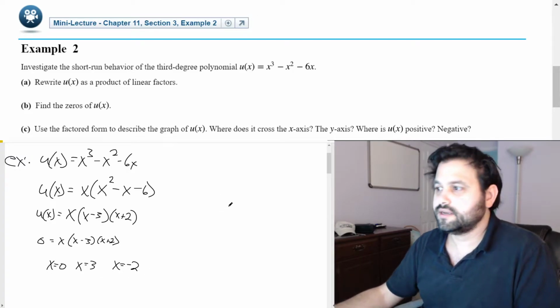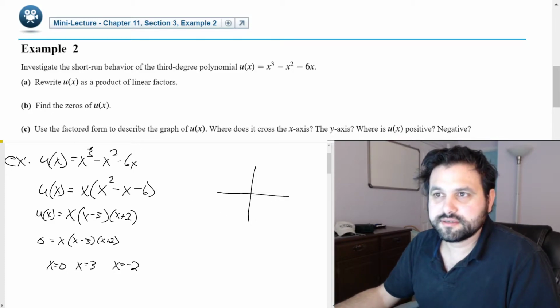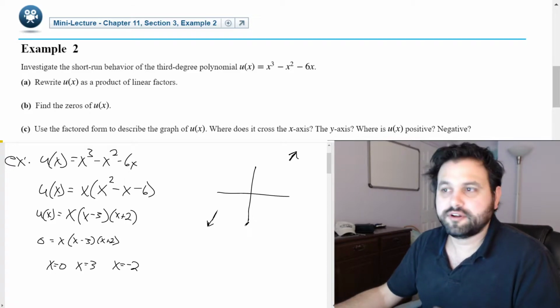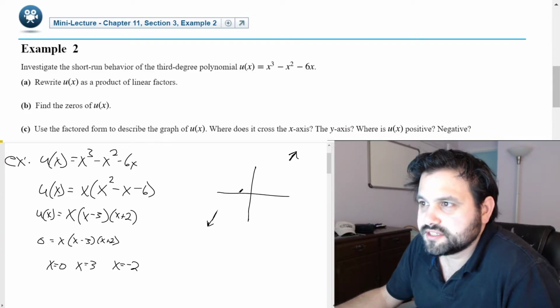Okay, now if we go ahead and we take a look at what this might look like, well, its leading term is x cubed. So we know that in the long run, it's going to do this, and it's going to do this. Right? That's the long run behavior of it. Now we also know that there's a 0 at x equals -2. Maybe that's like right here. We know there's a 0 at 0. And we know that there's a 0 at 3.